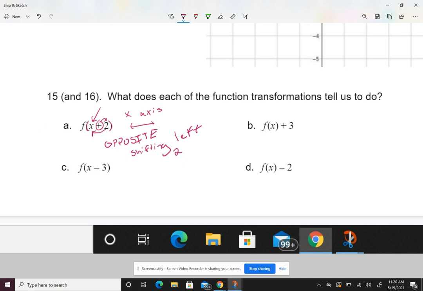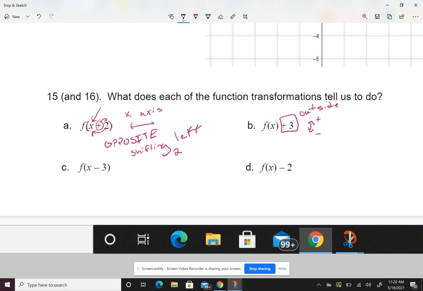So if I'm adding, it shifts it left. If I'm subtracting, then it would shift it right. So please pay attention to that. That one's going to be the funky one. If the 3 is outside, if you're adding a number outside the parentheses, then this is going to affect the y. It's going to make this y go up or down. So if it's outside, not inside the parentheses, it's going to go up if we're adding, down if we're subtracting.